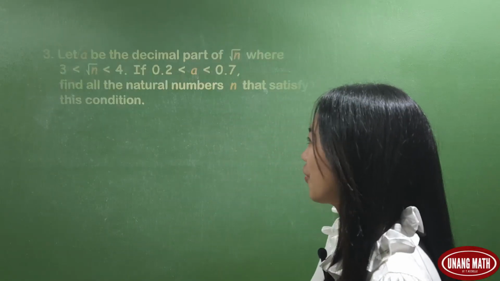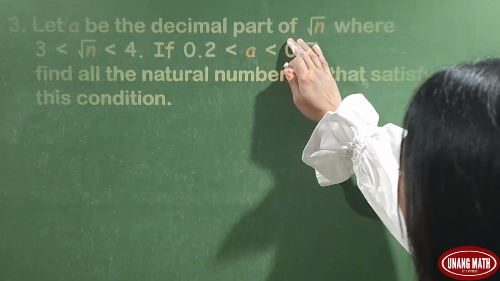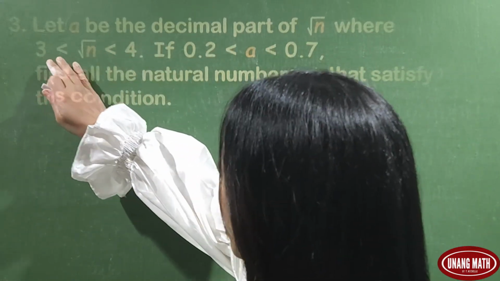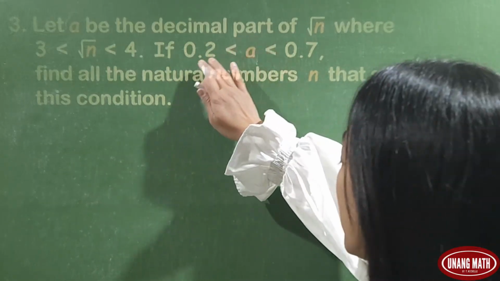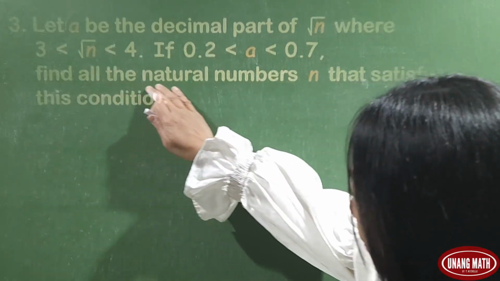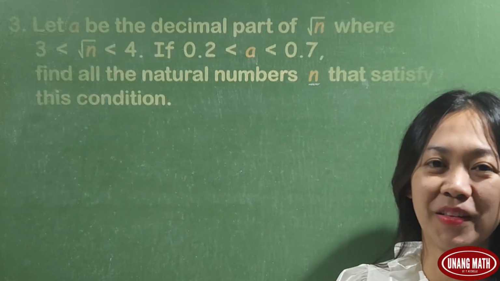This video is part 2 of solving questions or problems involving the lessons about square numbers and square roots. Okay, let's answer this question. Let A be the decimal part of square root of n, where square root of n is greater than 3 but less than 4. If A is greater than 0.2 but less than 0.7, let's find all the natural numbers n that satisfy this condition.